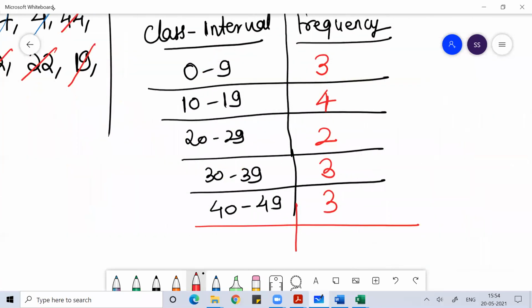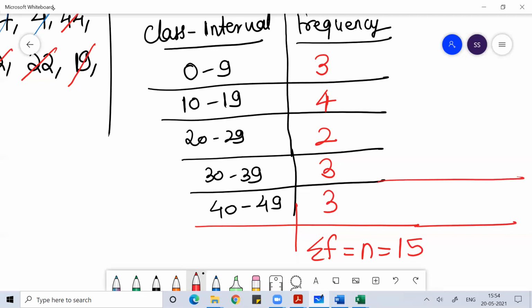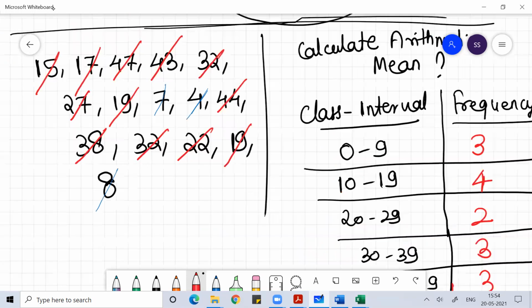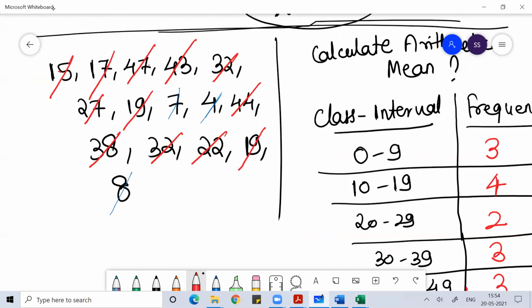Okay, so what is the sum of frequency? This is called the sum of frequency, and that is equal to the total number of data. That would be 3 plus 4, 7, 7 plus 2, 9, 9 plus 6, 15. So you can see the total number of data is 15. You can check and count here: 1, 2, 3, 4, 5, 6, 7, 8, 9, 10, 11, 12, 13, 14, 15. So you can understand this.